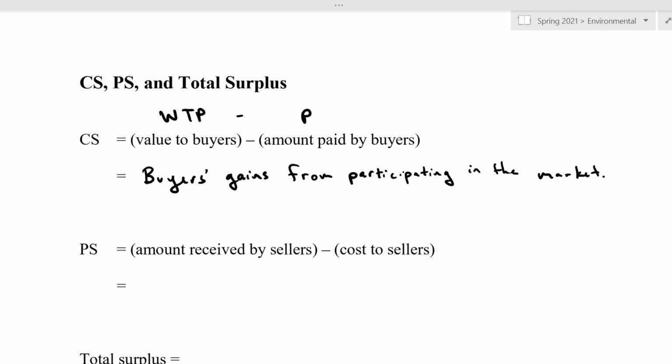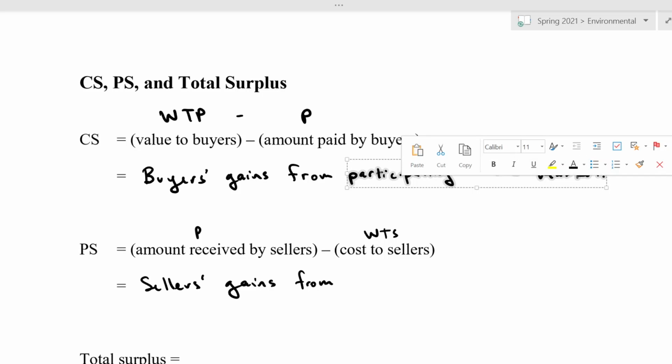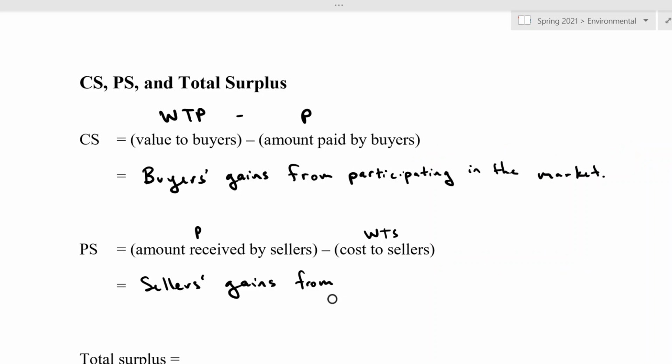Okay, and remember, producer surplus is the price minus their costs, or also we can think about that as willingness to sell. And so this also is the seller's gains from participating in the market.